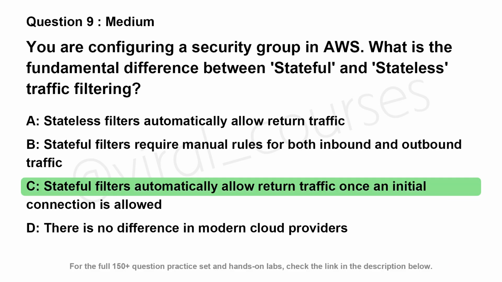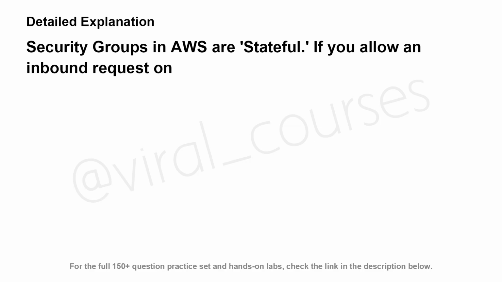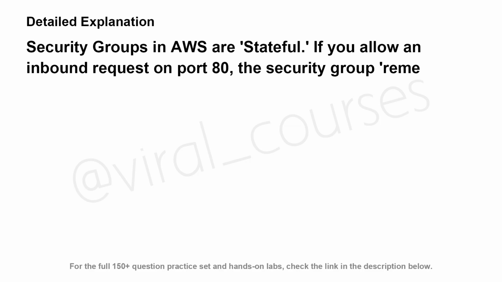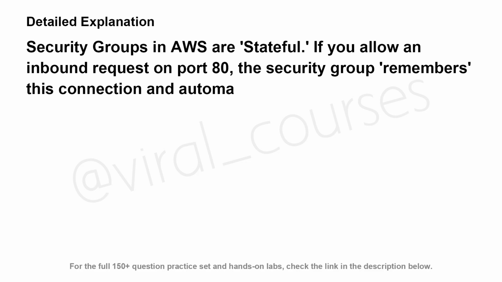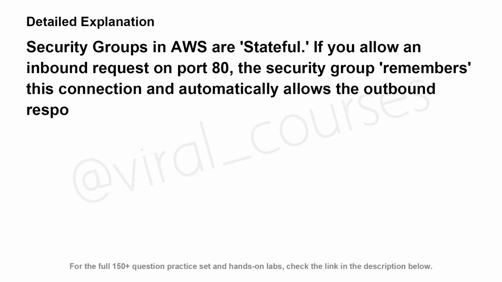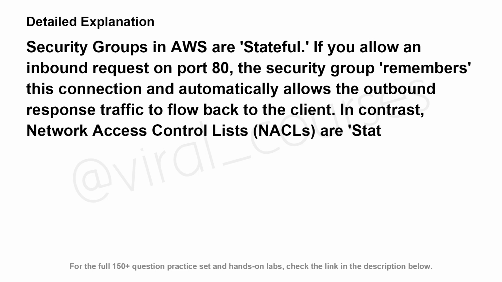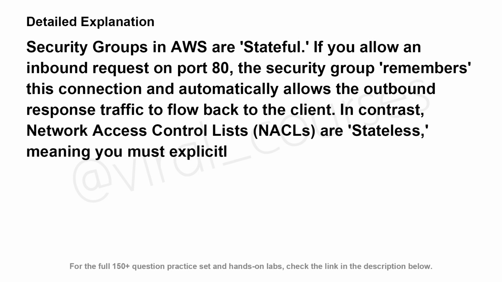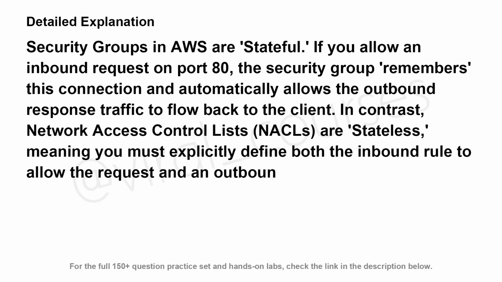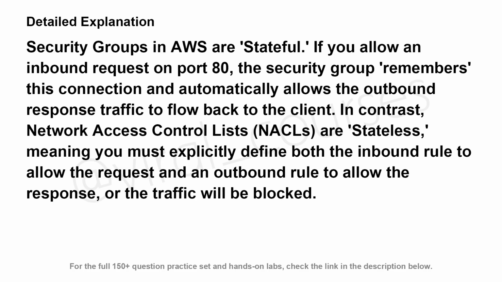The correct answer is C. Security groups in AWS are stateful. If you allow an inbound request on port 80, the security group remembers this connection and automatically allows the outbound response traffic to flow back to the client. In contrast, network access control lists, NACLs, are stateless, meaning you must explicitly define both the inbound rule to allow the request and an outbound rule to allow the response, or the traffic will be blocked.